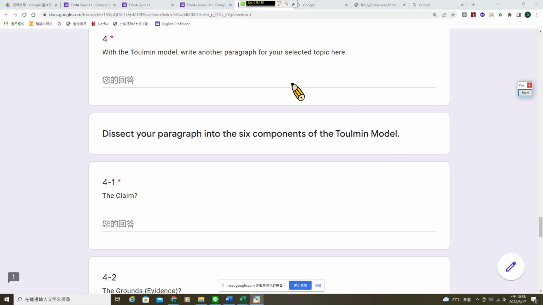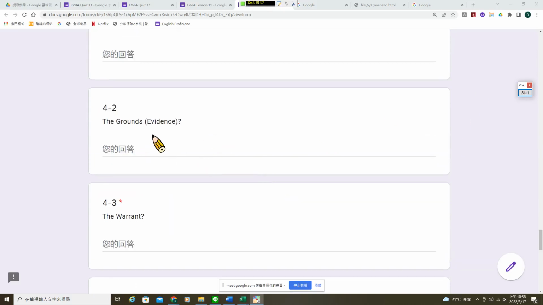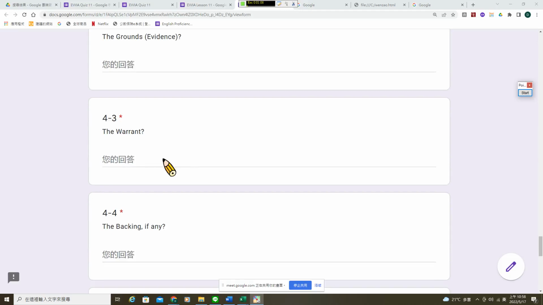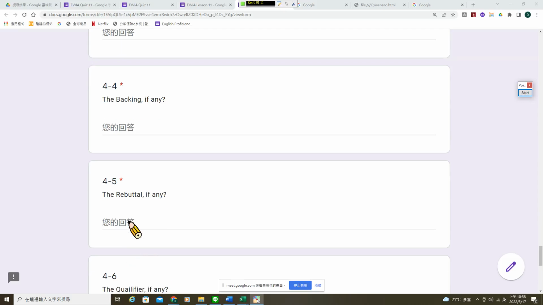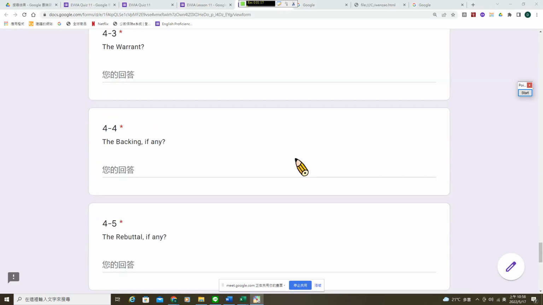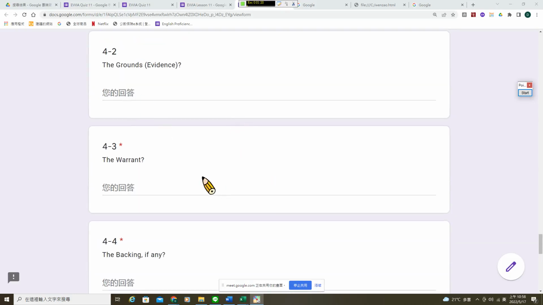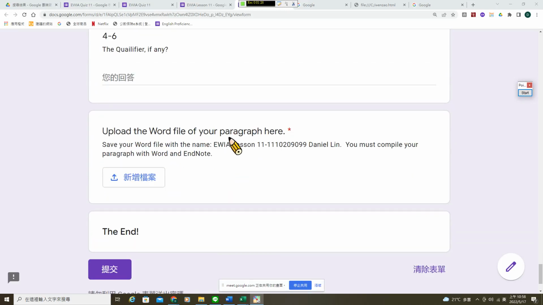So basically, after you have written your paragraph, you have to dissect it into the 6 components of the Toulmin model. You have to paste your claim here, and the grounds and the warrants here, and the backing, if any. If there is nothing, that would be fine. And the rebuttal, if any, and the qualifier, if any. After you have posted the 6 different components over here, then you have to upload your Word file of your paragraph here.